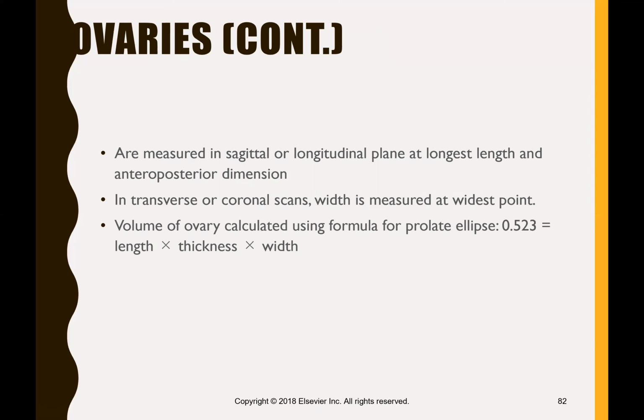They like to calculate the volume of an ovary because if it's too large, that can be considered possibly polycystic ovarian syndrome, or if there's a mass, could be a sign of ovarian cancer. And how they calculate the volume is the length, thickness, and width. So length, AP, and width. And then the computer does something with this number here, and then it will determine a volume for you.